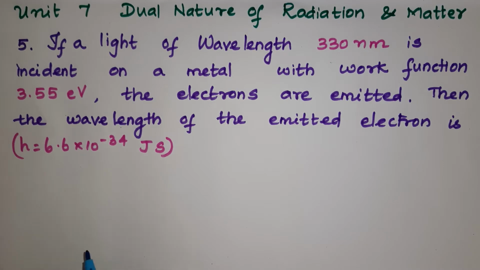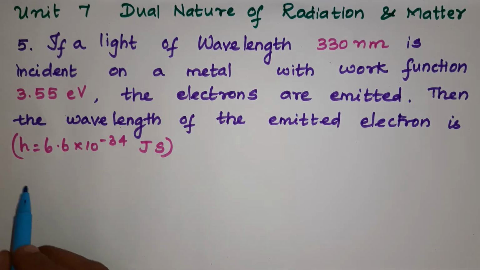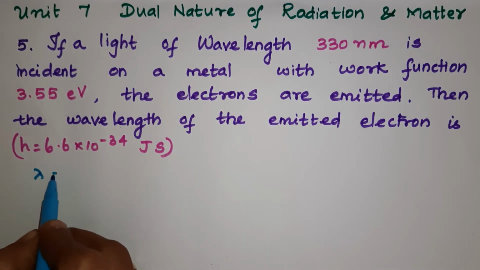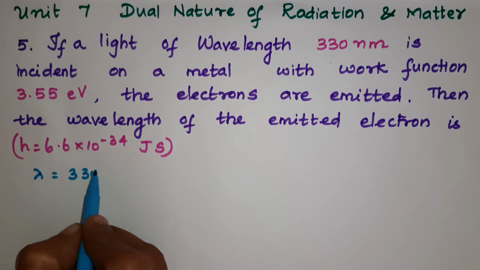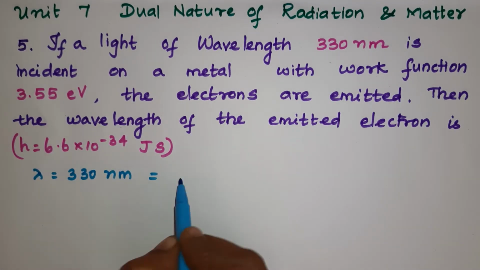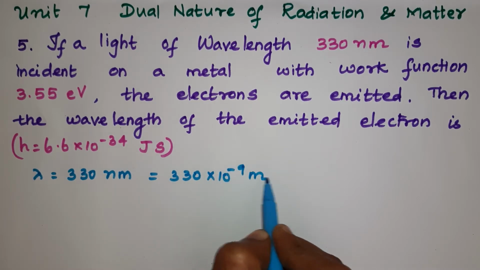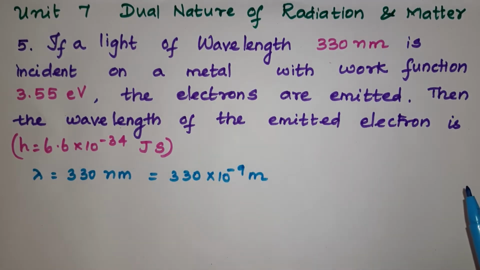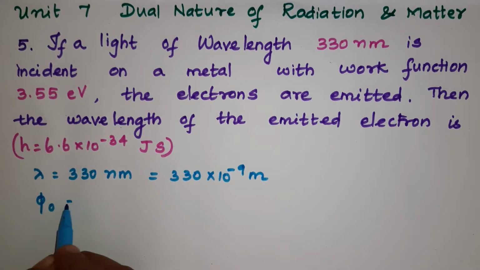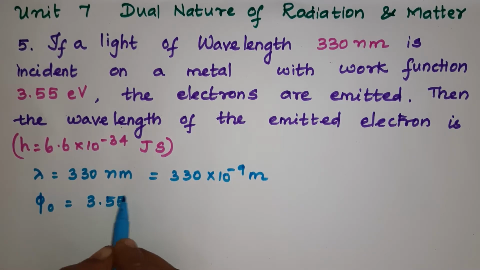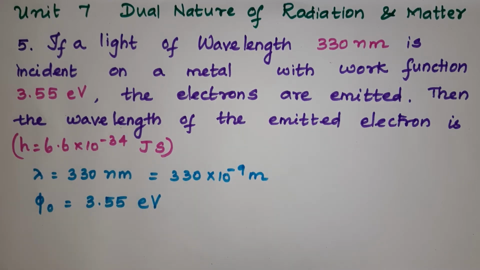The solution is, first we shall write the given. The wavelength of the light used is lambda equal to 330 nanometer, which is equal to 330 into 10 power of minus 9 meter. And the work function is given to be phi naught equal to 3.55 electron volt. Now, the wavelength of the emitted electron is asked, so lambda E is to be found.